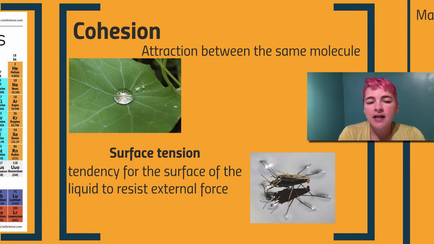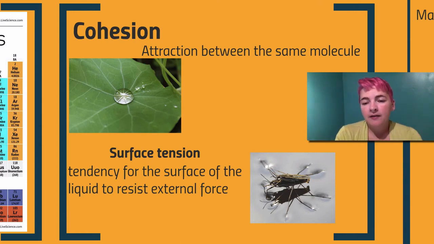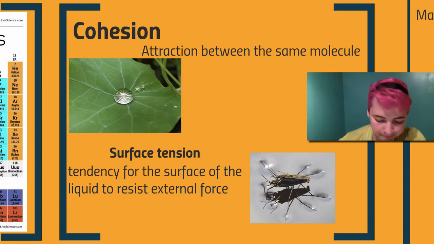Surface tension is the resistance of the surface of the liquid to forces. If we are heavy enough, we break that surface tension, but the water bugs are light enough that they can float on top of the water and walk on top of the water because they're not breaking that surface tension.